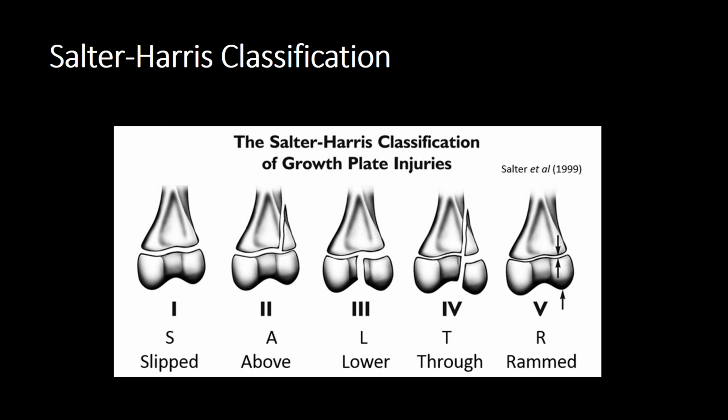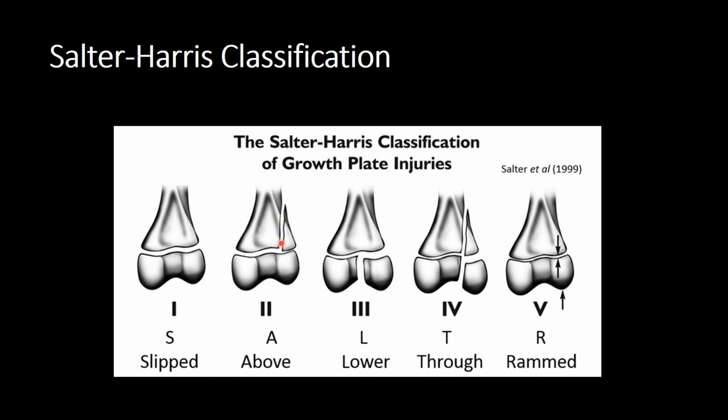Your physis contains unossified cartilaginous cells, and these cells are actually really quite slippy. So when you sustain a fracture through the physis, the metaphysis or the epiphysis will slip. And that's a Salter-Harris 1.